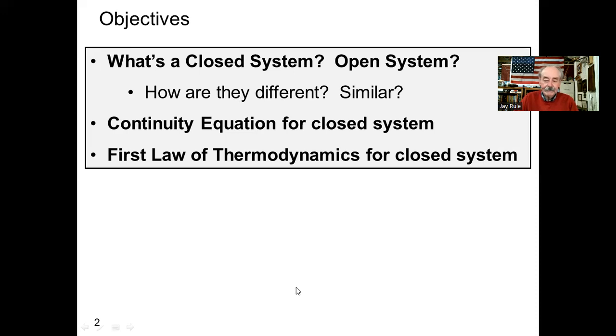A quick reminder in your head: can you think right now, off the top of your head, what's the difference between a closed system and an open system? How are they similar and different? Then we'll quickly mention the continuity equation or conservation of mass for a closed system. And then most of this work is going to be associated with stating the first law of thermodynamics and then talking about how to determine the various terms that are mentioned in the first law.